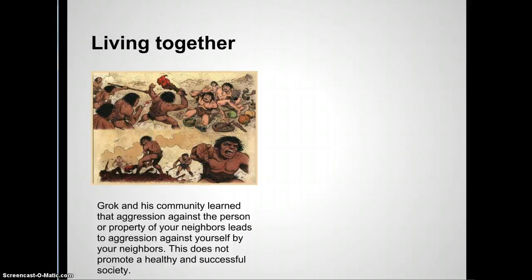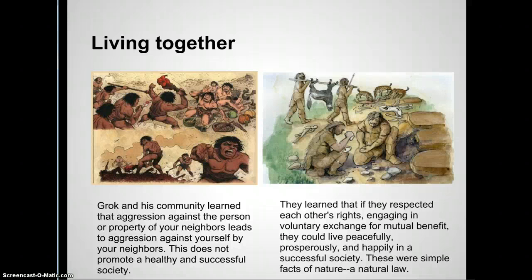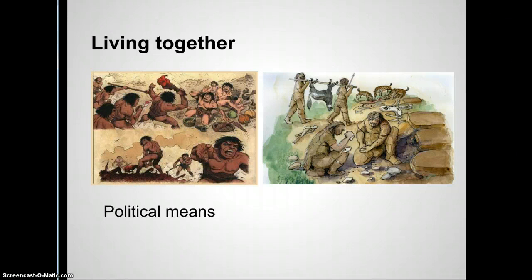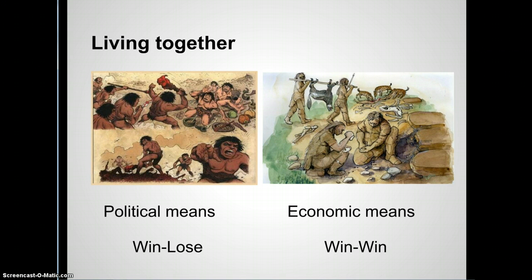We might imagine our ancestors learning these lessons. Grok and his community learned that aggression against the person or property of your neighbors leads to aggression against yourself by your neighbors. This does not promote a healthy and successful society. On the other hand, they learned that if they respected each other's rights, engaging in voluntary exchange for mutual benefit, they could live peacefully, prosperously, and happily in a successful society. These were simple facts of nature, a natural law. The political means are win-lose. The economic means are win-win.